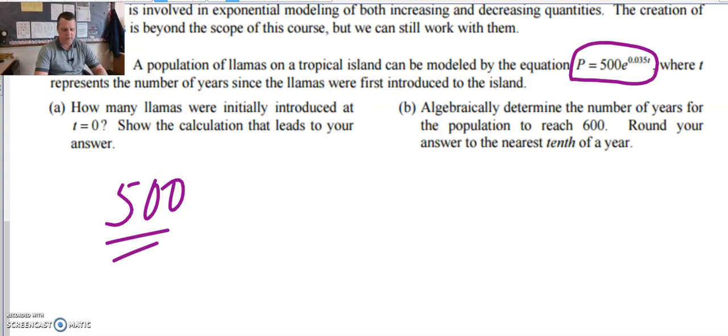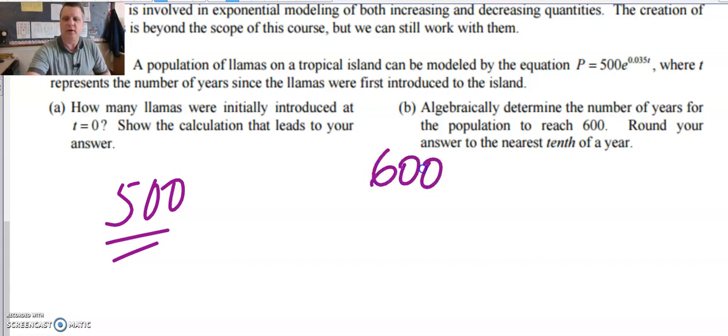And if you were to put 0 in for t, that's going to make this whole part 1. And then you multiply that by 500, and that's why you get 500. And that's your starting point. So the second one says, algebraically determine the number of years for the population to reach 600. You should have enough room to do this. So if I want the population to be 600, I have 600 equals 500e to the 0.035t.